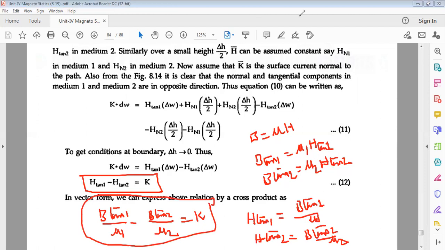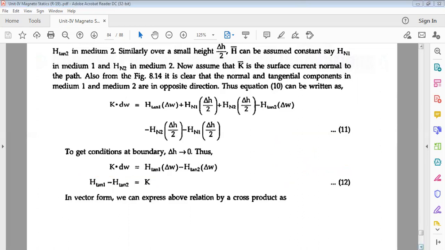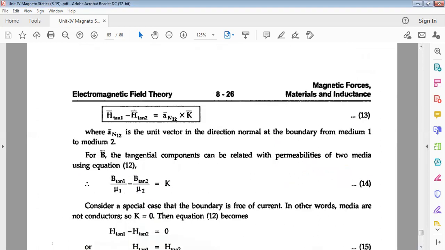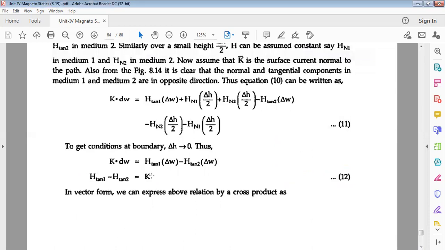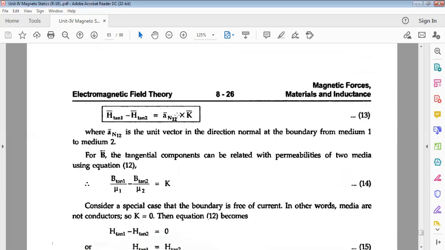In the vector form, you can write this as H tan 1 bar minus H tan 2 bar is equal to K cross a_n bar, that is from 1 to 2, where a_n bar is a unit vector in the direction normal to the boundary from medium 1 to medium 2. So in terms of the B bar, the tangential component is related to the two permeabilities: B tan 1 by mu1 minus B tan 2 by mu2 is equal to K. It's in the scalar form.